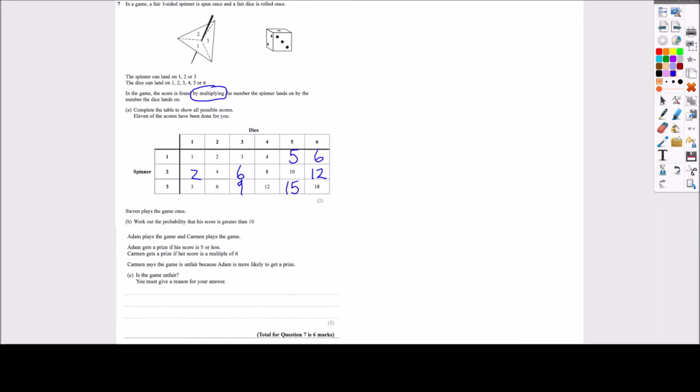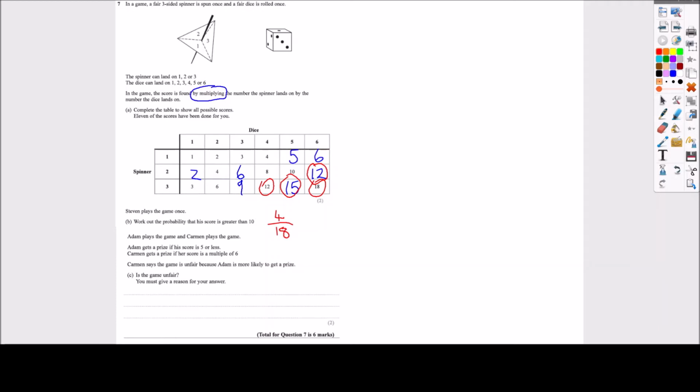Right, Stephen plays the game once. Work out the probability the score is greater than 10. So how many times is it greater than 10? So not equal to 10, greater than 10. So 1, 2, 3, 4. So there's 4 ways that it can be greater than 10. So the probability, always give the probabilities as fractions if you can. It's 4 out of a total of how many? Well, we've got 6, 12, 18 possibilities. 4 out of 18. You could simplify that, but there's no need.